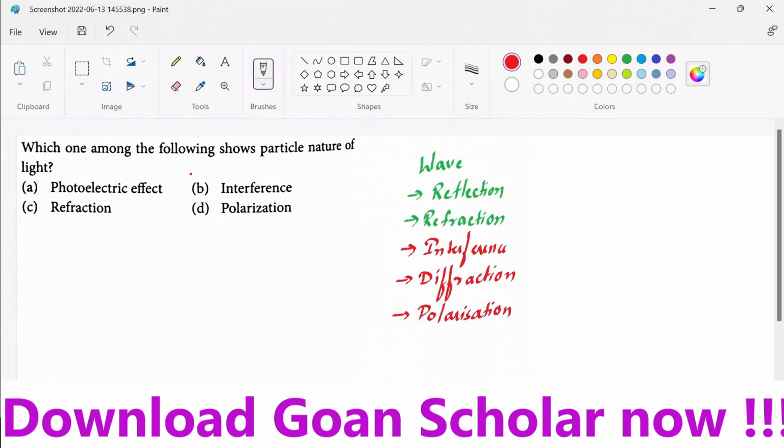Now, in which experiments does light behave as a particle? It behaves as a particle in the case of the photoelectric effect. That was the remarkable experiment in 1900. It was the photoelectric effect, and that led to the new study of quantum mechanics, a new branch of physics.